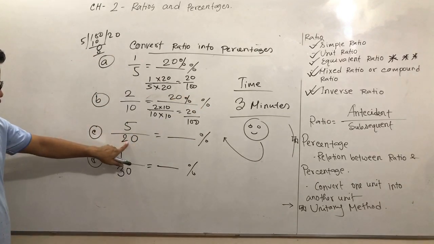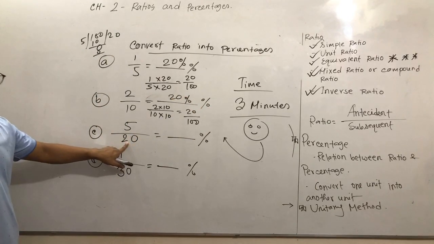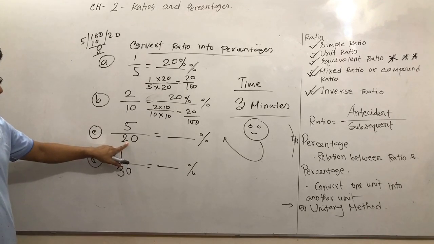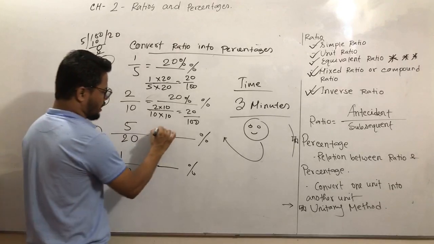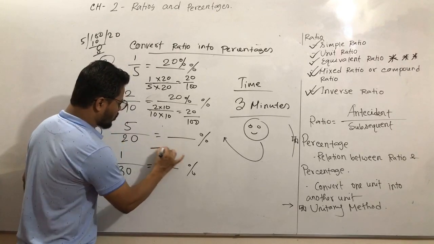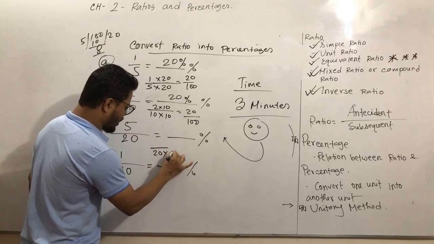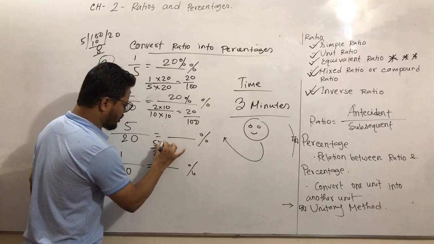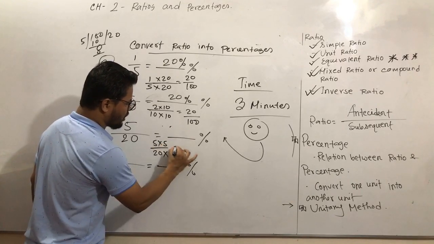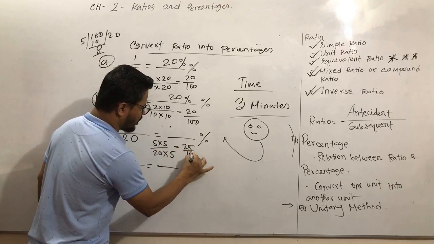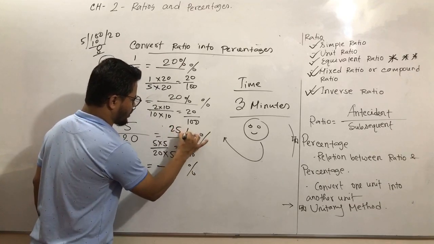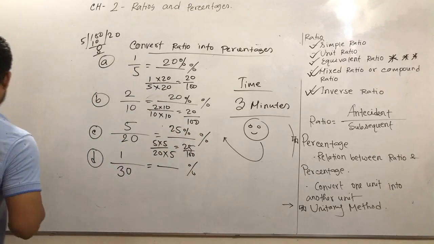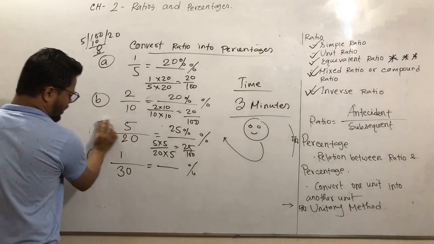And this is 20, so if you multiply 20 by 5, then you will get 100. So 5 multiplied by 5, the numerator is 25 and the denominator is 100, so this one will be 25%. And let me explain the last one, which is a little bit difficult.